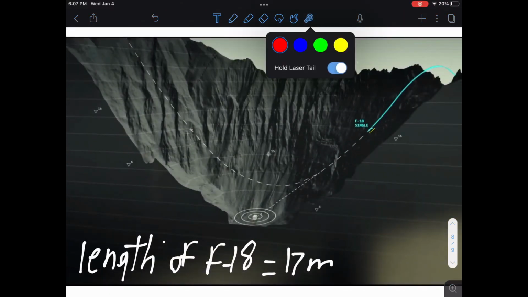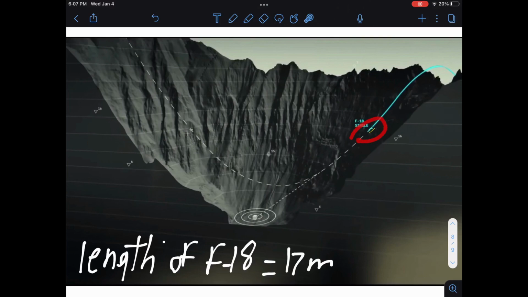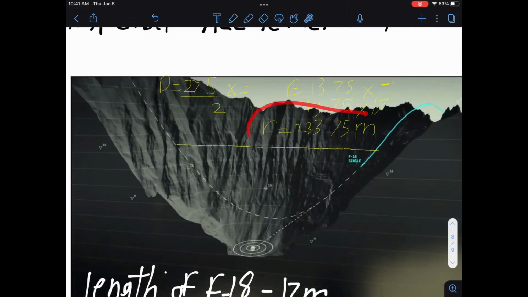The length of an F-18 is 17 meters. In this clip, it shows the aircraft flying, so I can draw this line to make a scale, to find the radius of the turn he does. The radius of the turn is about 233.75 meters.